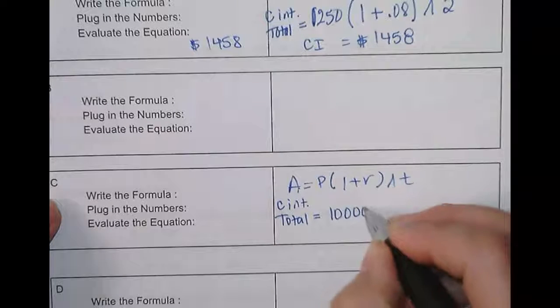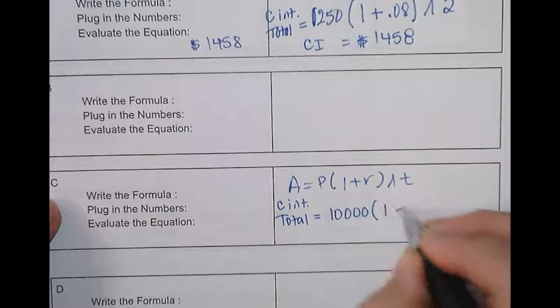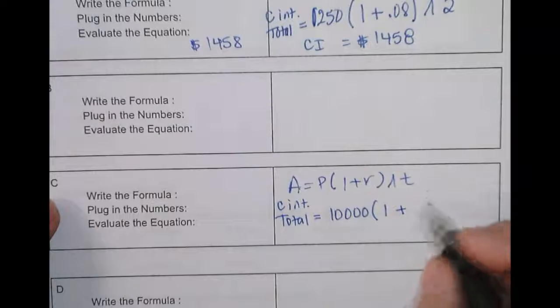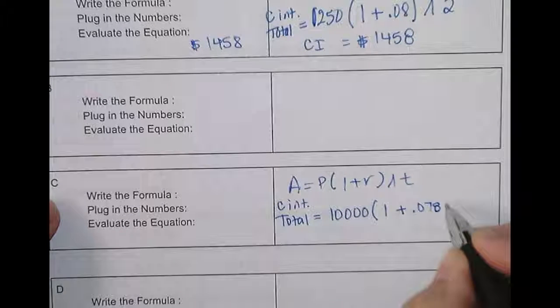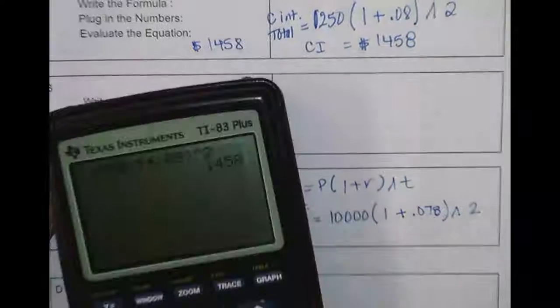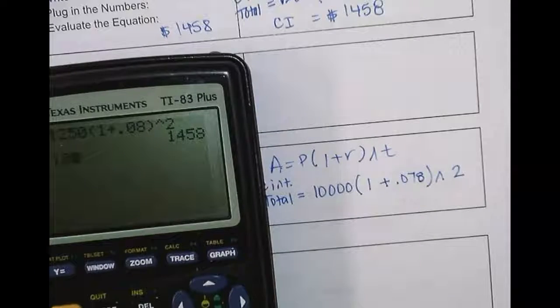Do not use that comma. Parenthesis, $1 plus, what's the interest rate? 7.8%. Move that decimal 2 places to the front, 0.078, if I can make an 8. Parenthesis, caret, how long are you leaving it there for? 2 years. Turn this lovely calculator on.